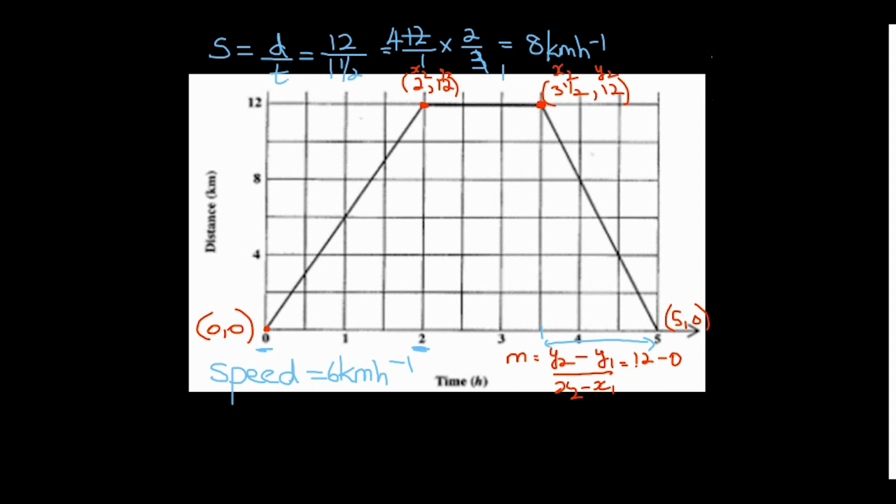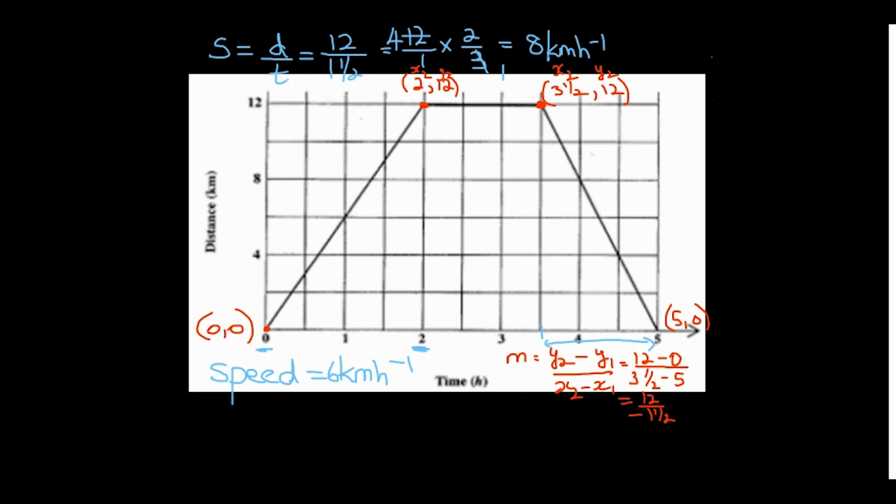And then you had the 3.5 minus 5. So now you end up getting something like this. So you have 12 over a negative 1.5. And you start freaking out because you're like, oh my goodness, how could I ever get a negative speed?